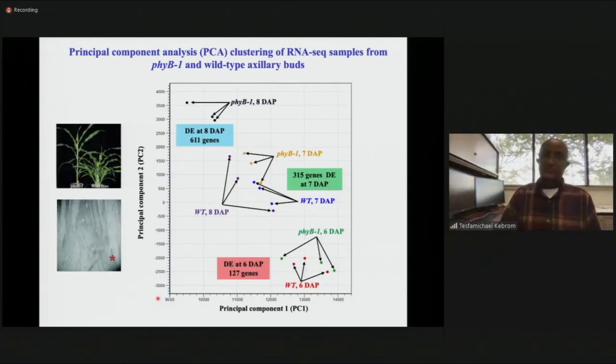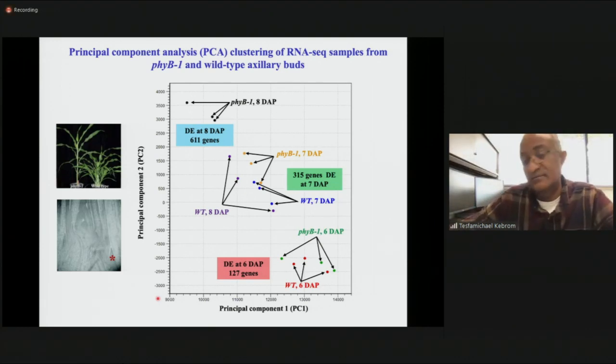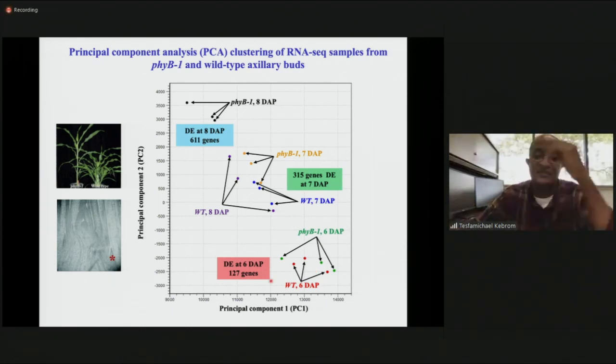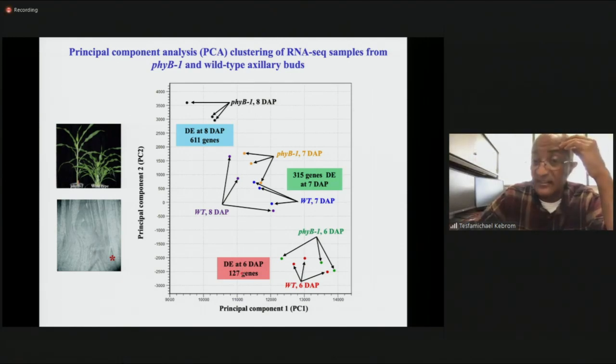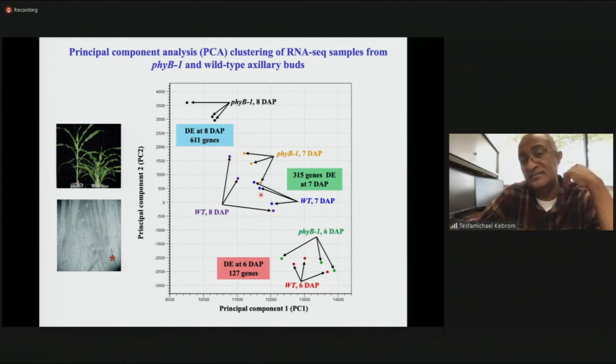I used the principal component analysis clustering method, and I looked at how the RNA samples from the 5B1 and wild type buds clustered. As you can see here, at 6 days, the wild type and 5B1 buds were clustered together. At this stage, there was not that much difference between the two, and the number of differentially expressed genes was around 130. At 7 days after planting, they start to slightly differentiate. These are the samples from the 5B1 buds, and these are from the wild type at 7 days. The number of differentially expressed genes was 350.